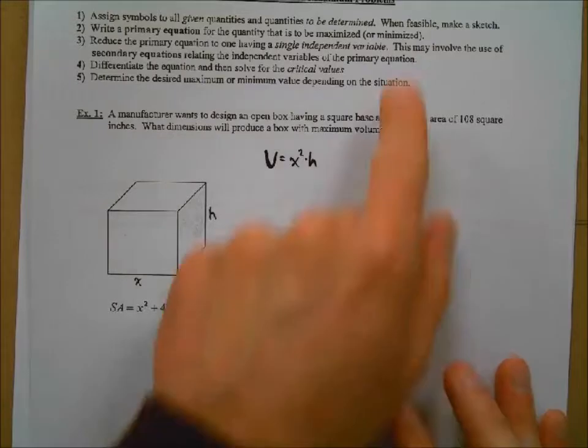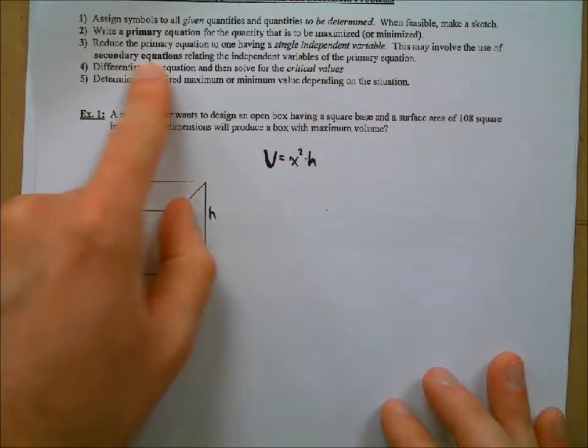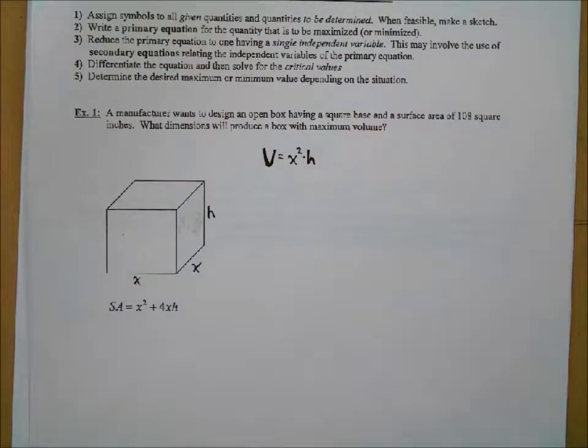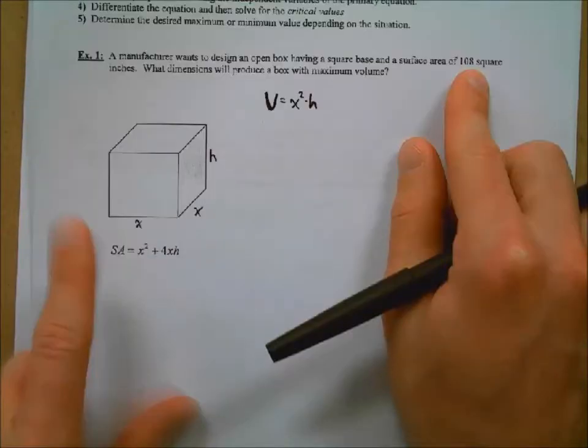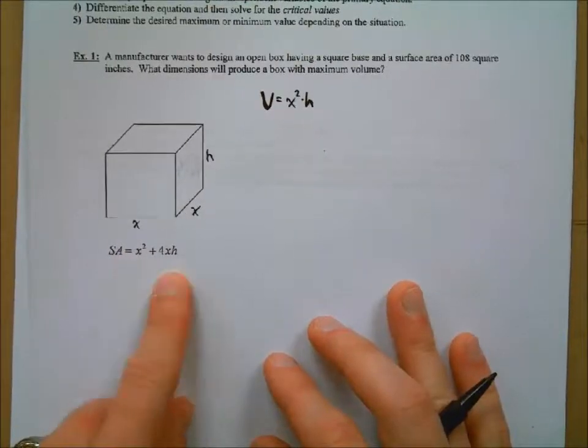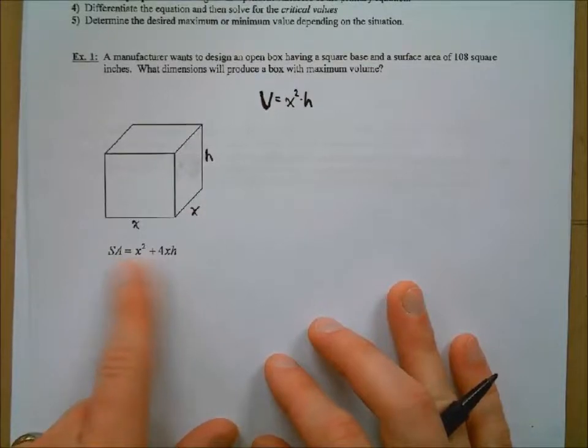Well, this may involve the use of a secondary equation. What other relationship do we have? What other piece of information are we given about this box? Surface area is 108 square inches. There's our surface area formula. Now let's just examine this, make sure it's legit, okay?